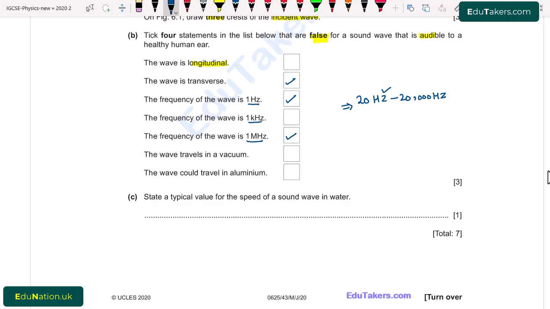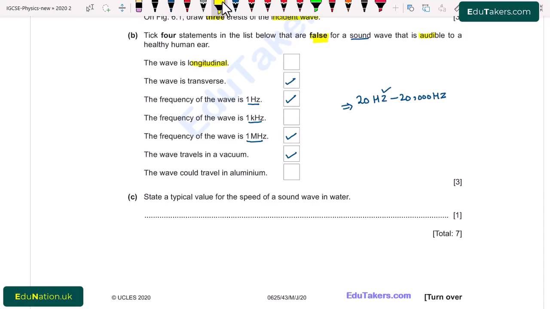The wave travels in the vacuum. Here we are considering the sound wave, and if we consider that sound wave travels in the vacuum, then we cannot hear it. So this is also a false statement and I am going to tick it. The wave could travel in the aluminium. If the sound wave travels in the aluminium, then we can hear it. So it is also a correct statement and I am not going to tick this one because we have to tick the false statements.